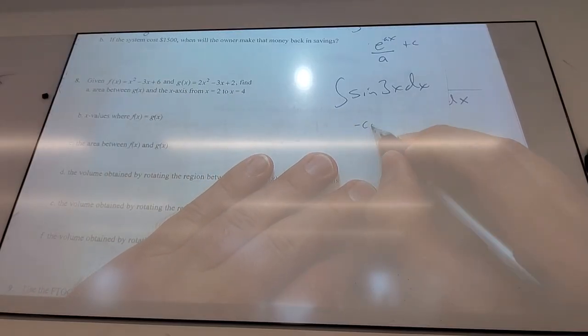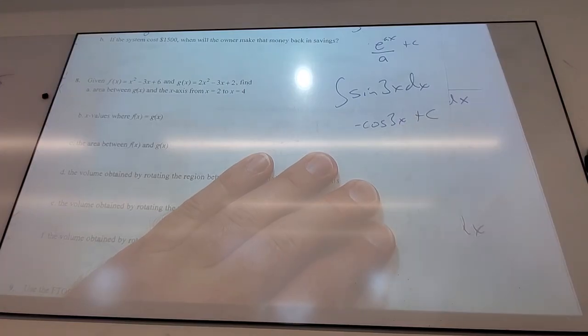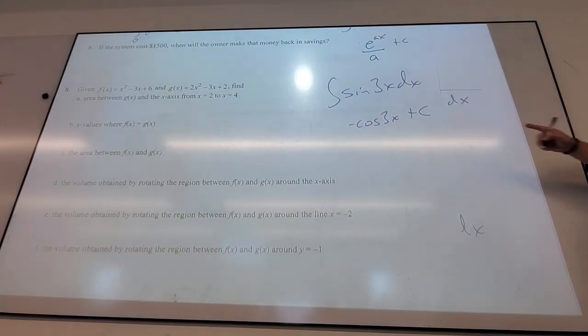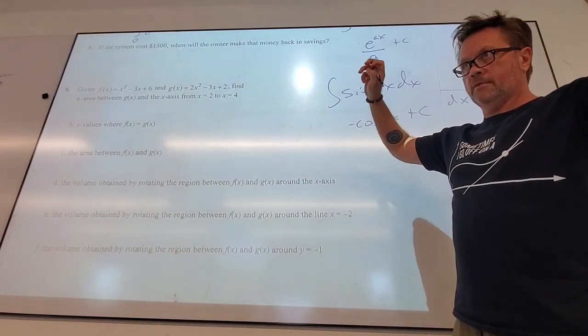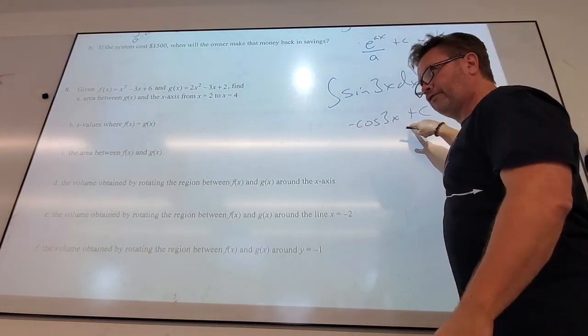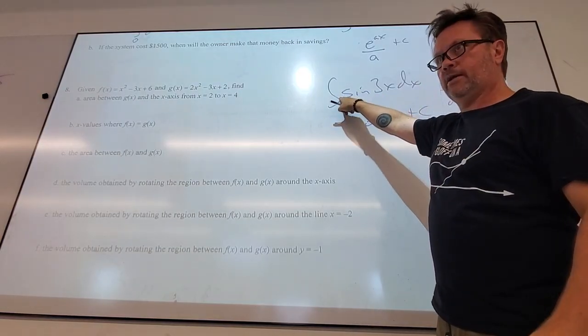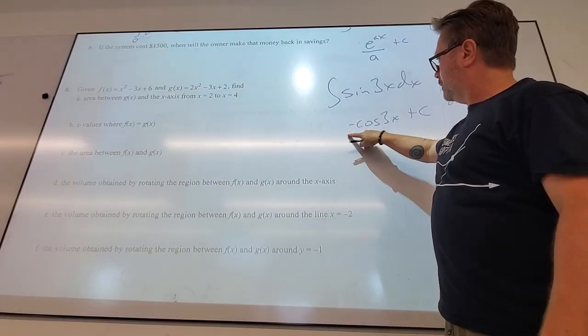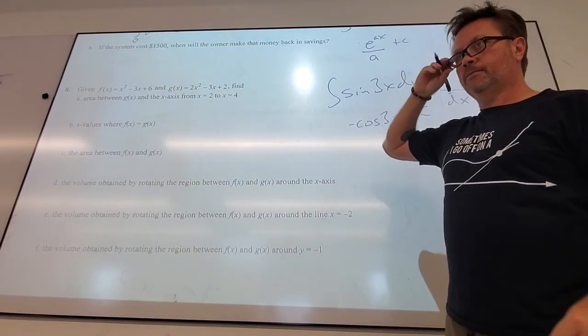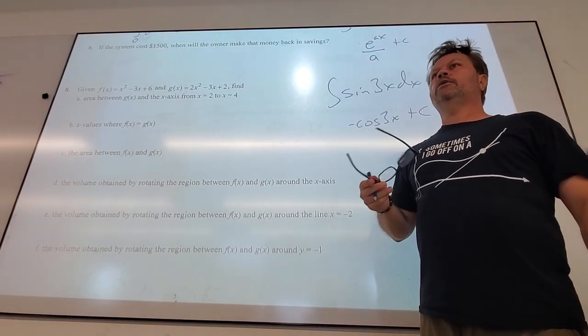You know it's got to be negative cosine 3x, but that's wrong because that guy's derivative would have what come out? A 3. So what does it have to be over? Because you don't have a stupid 3 there, yeah? So what's this got to be divided by? 3. Yeah.